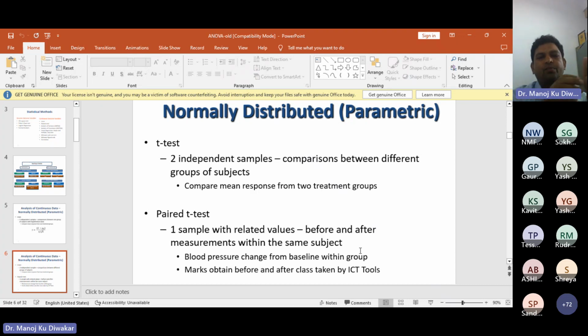For example, blood pressure changed from the baseline within the group. So from a particular point, how it changed. Let's say in the morning what was your blood pressure, and in the afternoon what is your blood pressure after taking the medications. Another example is marks obtained before and after a class taken using ICT tools, which is part of educational technology. In that case you can understand what change happened between two different time intervals. That change is a one sample, and it is called the paired t-test.